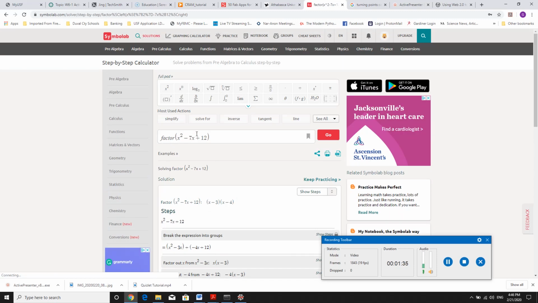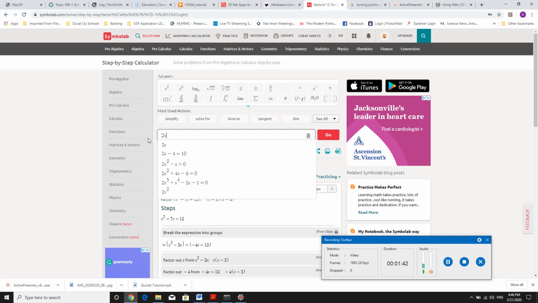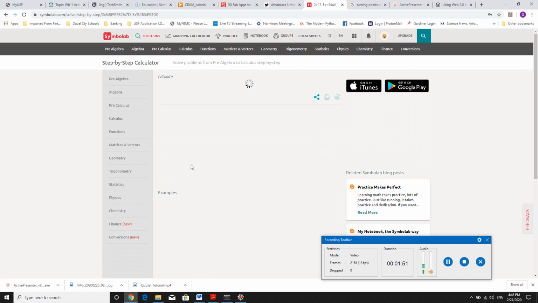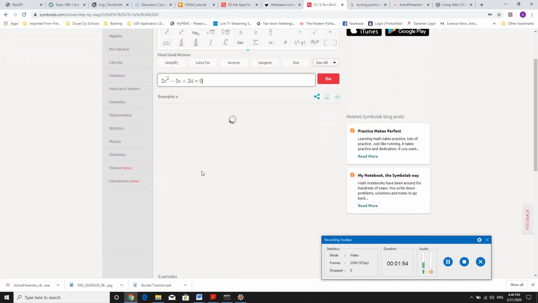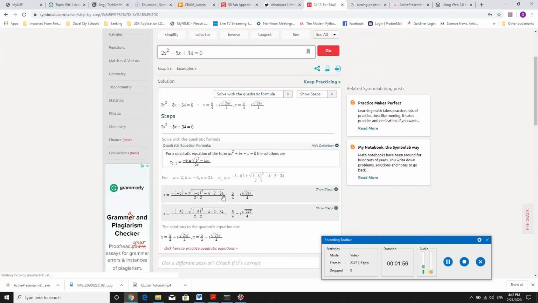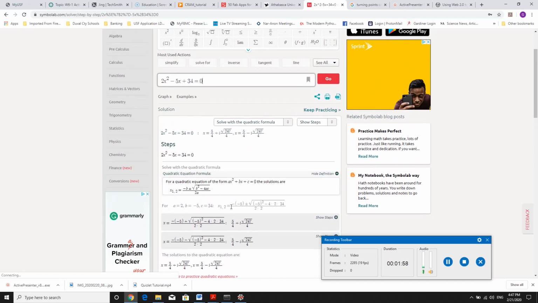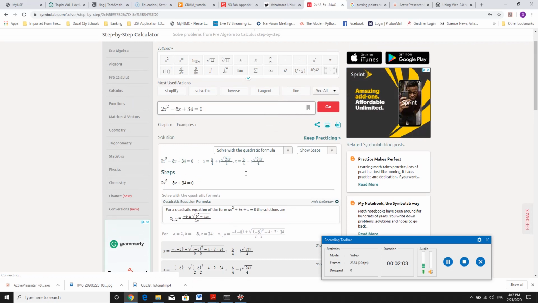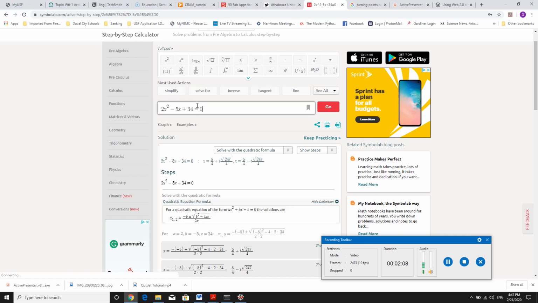Another example is using the quadratic formula. If you wanted to type in any sort of quadratic, I'll just pick a random one here, such as 2x squared minus 5x plus 34 equals 0. It will show you the quadratic formula, and it will use that in solving the problem, putting in the coefficients a, b, and c, grinding through the math, and getting the two solutions, which in this case are both imaginary.